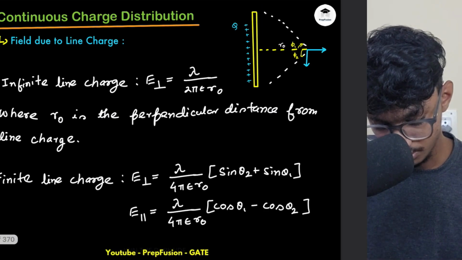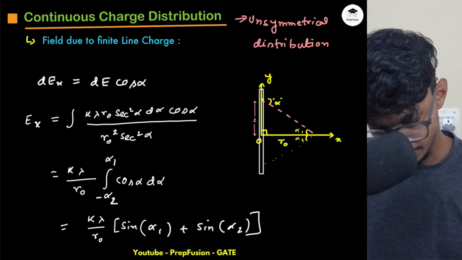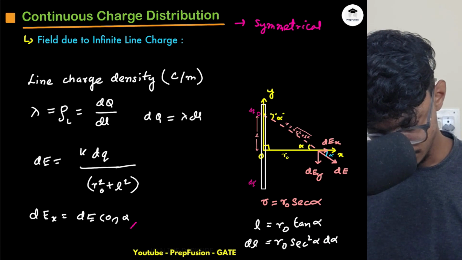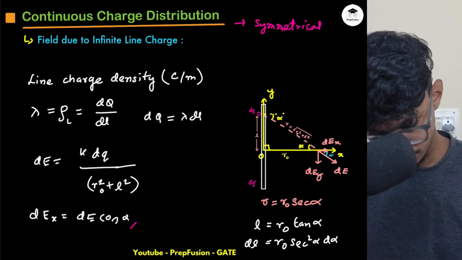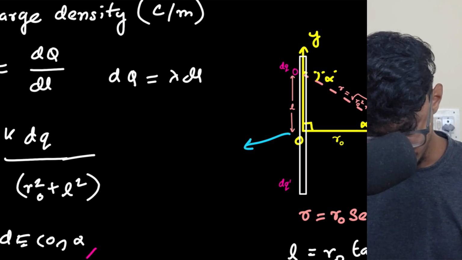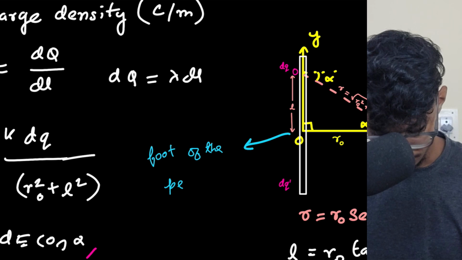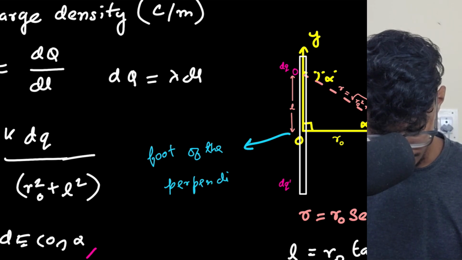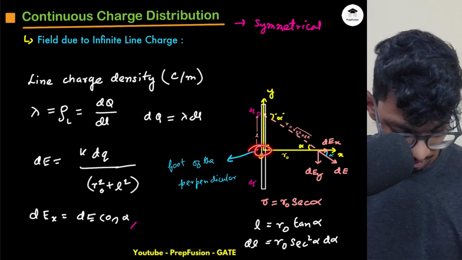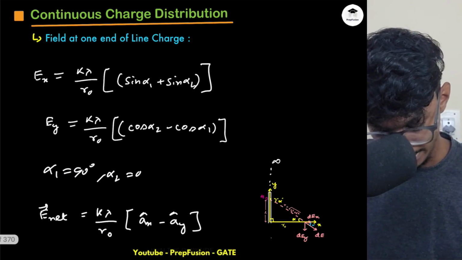So one thing I forgot to mention, this point, actually I will just mention here itself. This point is called the foot of the perpendicular. Why? Because this is the perpendicular and the foot is here. The ending part, the bottom part is here. That's why. So this we learn in mathematics.